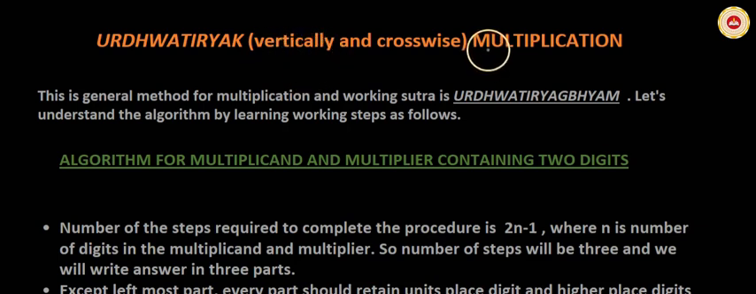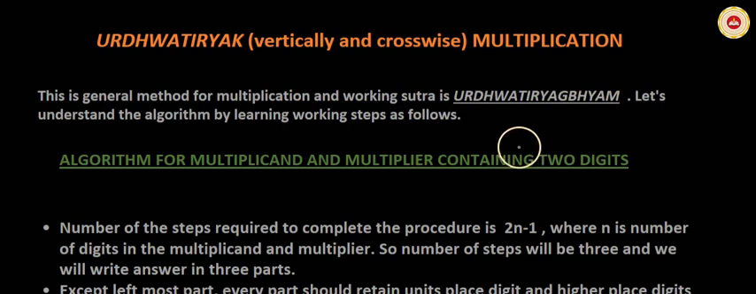Urdhva-tiryak multiplication. Urdhva means vertically and tiryak means crosswise. This is a general method for multiplication. General method means this multiplication method is applicable for all numbers. And the sutra used in this multiplication is Urdhva-tiryagbhyam.